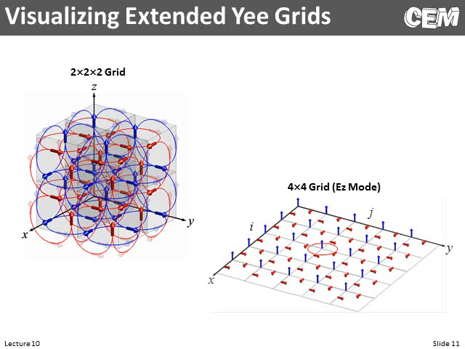Here we're just visualizing larger grids. It starts to get kind of confusing, but I drew a 2 by 2 by 2 three-dimensional grid and drew how all the field components encircle the others. And it gets kind of confusing, but in fact it's very elegant. And then I drew a 4 by 4 two-dimensional grid for the E mode. And we can still see the circle there where we have an electric field and then there's magnetic fields immediately encircling it. So just helping for visualization.